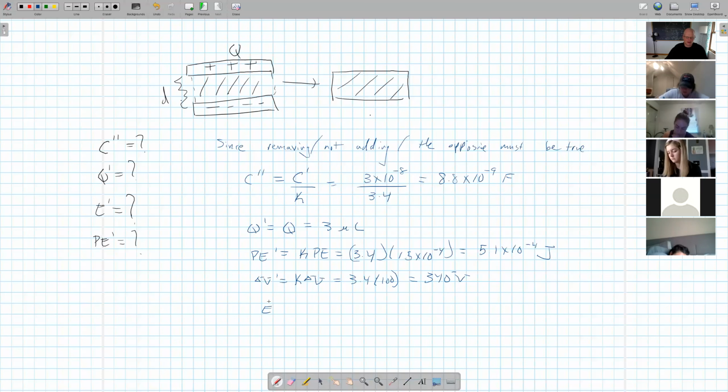The electric field is equal to, again, the change of potential divided by the distance between the plates. But since I'm not changing the distance between the plates, this is just going to be 340 volts divided by 0.004 meters, which gives me a new electric field of 85, let's see, yeah, because it went up, 85 kilovolts, or 85 times 10 to the third volts per meter.